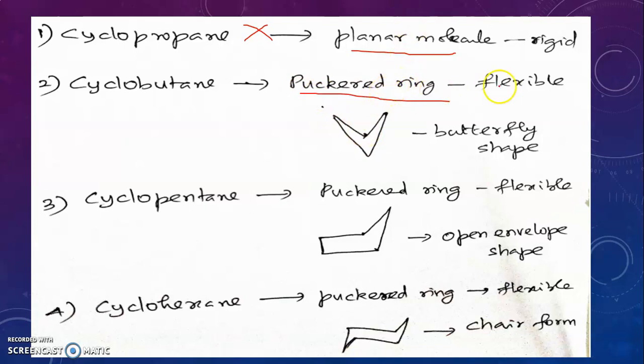And now this puckered ring looks something like a butterfly, so it can undergo butterfly inversion like this. See, this molecule shows this type of butterfly motion.